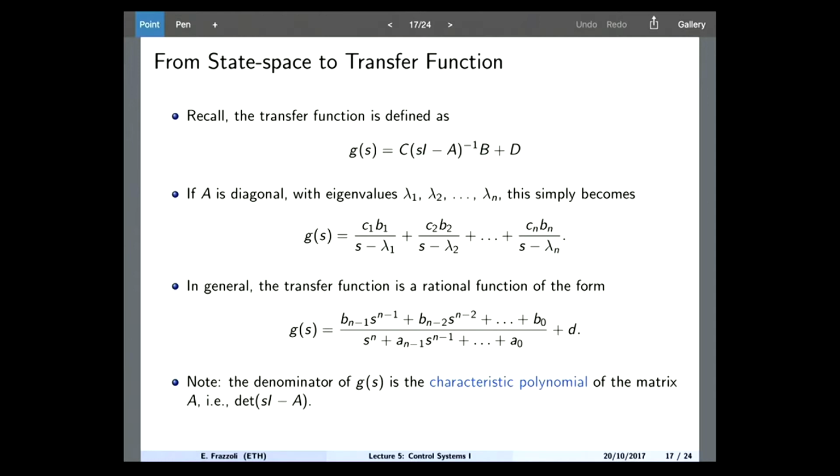Let's look a little bit at some of the algebra involved in computing this transfer function. So if we have a transfer function, which is given by, again, this is the definition of transfer function. How do we actually compute it?